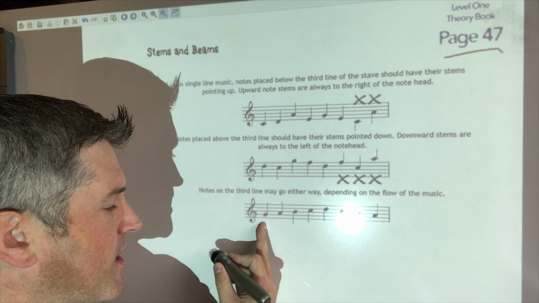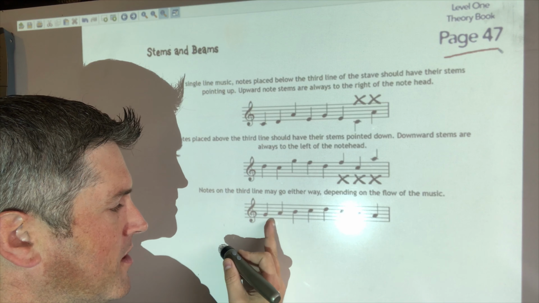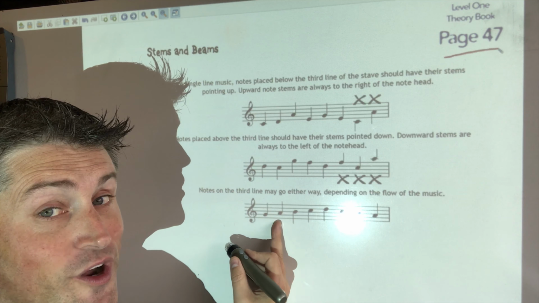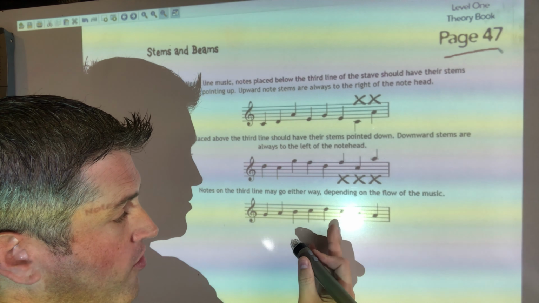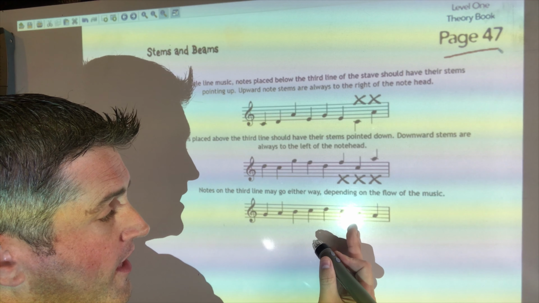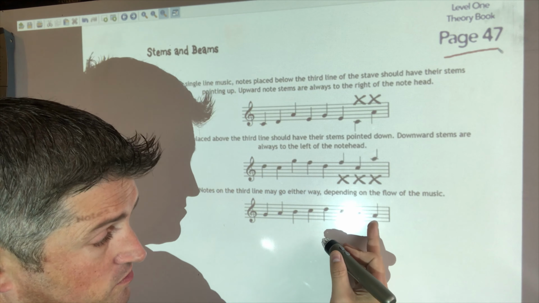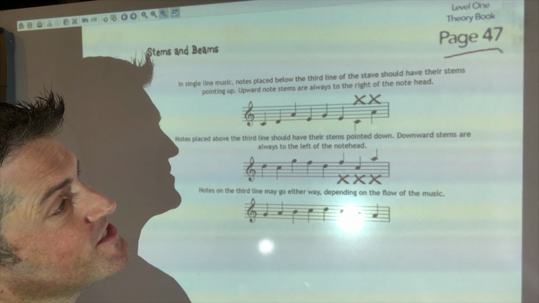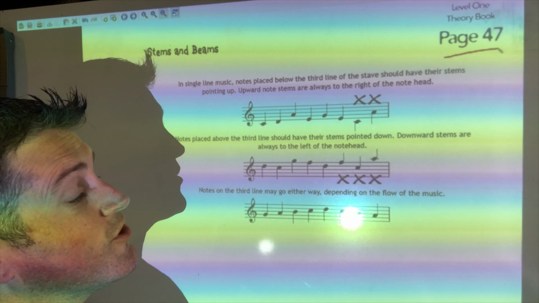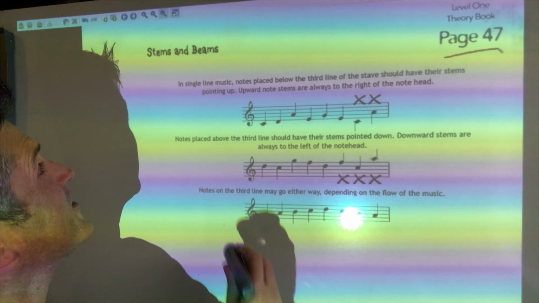So notice that if they're below that midline there, the stems are going up on the right hand side. And when we've got these ones here which are on the middle line or higher, the stems go down on the left hand side, and then this one here has come back below that point there, stem goes back up on the right hand side there. All of the notes for this on page 47.